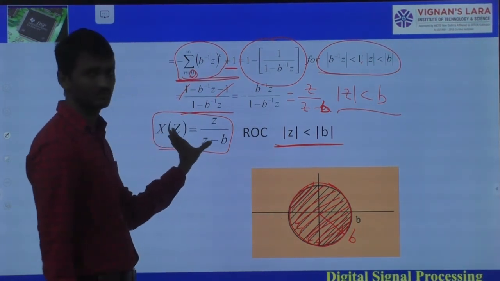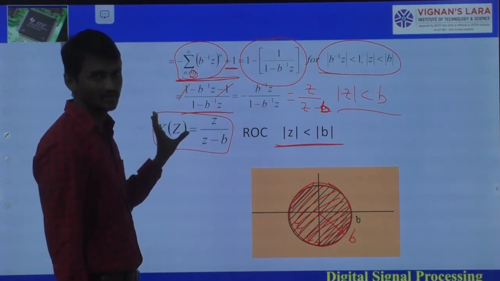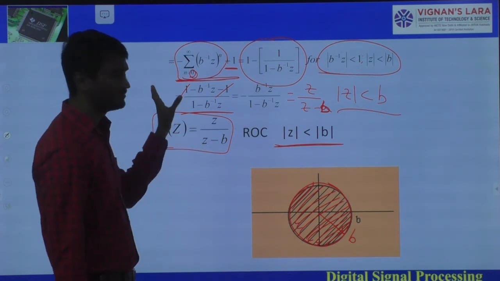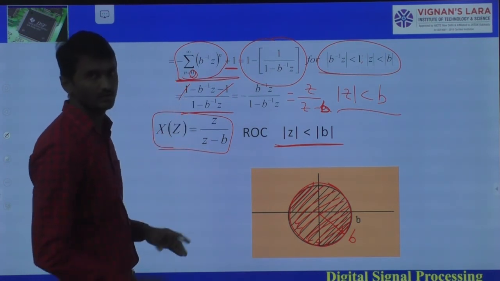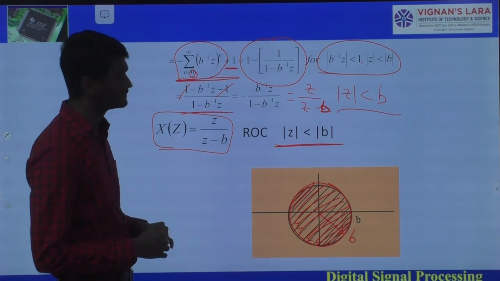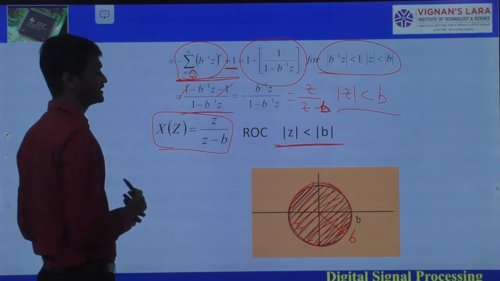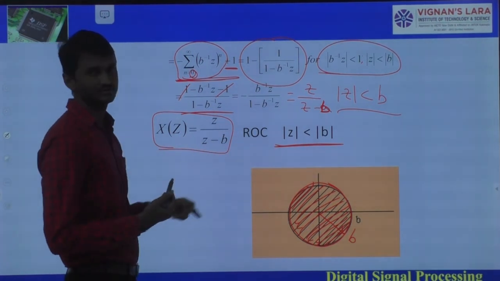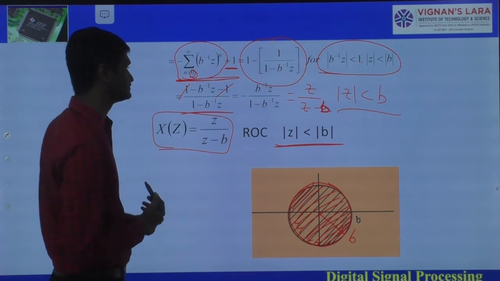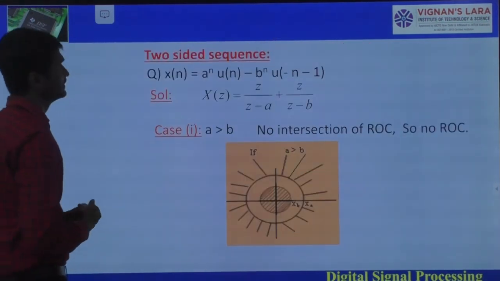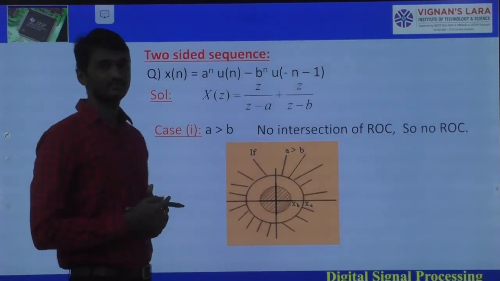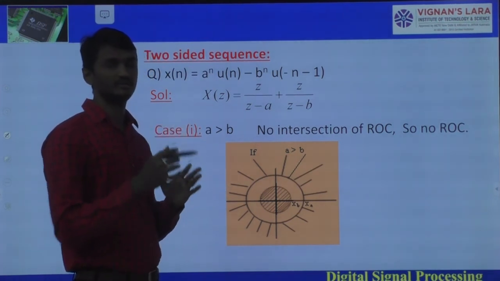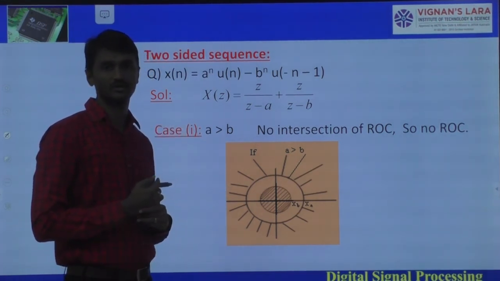Here it is the Z transform of the anti-causal sequence, that is minus b power n u of minus n minus 1. This is the Z transform X of z is equal to z by z minus b. ROC is mod z less than b. Now consider a two-sided sequence. Two-sided sequence means it can exist in both negative and positive time.